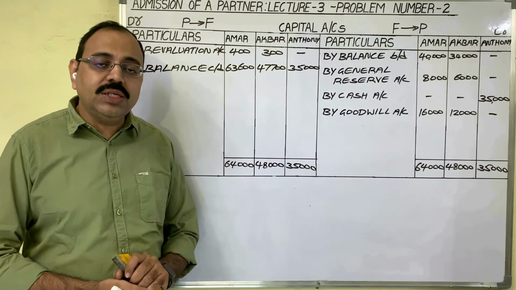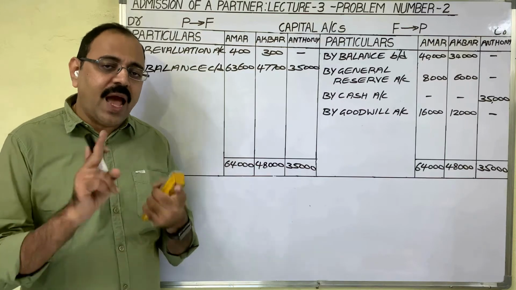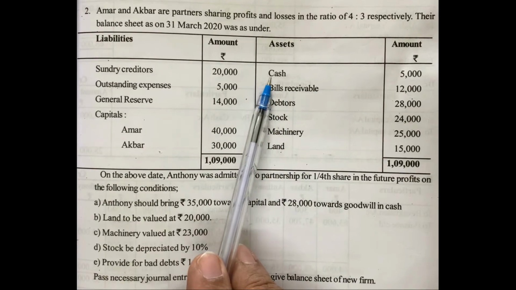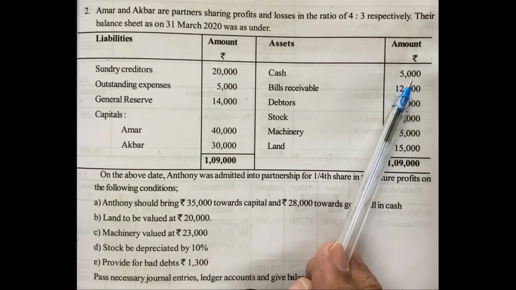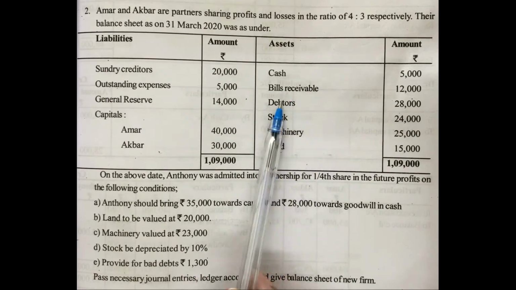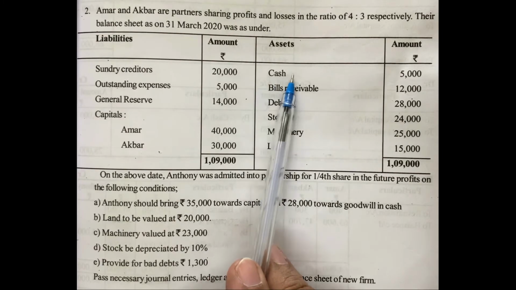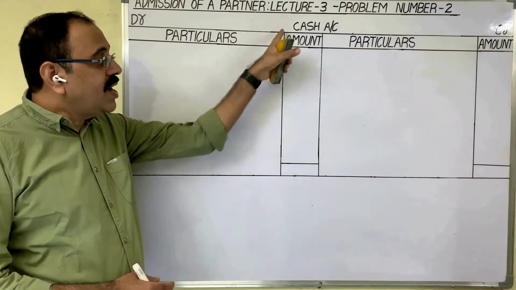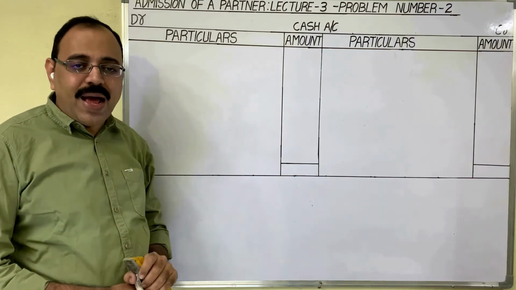Now the doubt is which account we should prepare, cash account or bank account. See the balance sheet asset side. Cash balance is given, 5,000 rupees, but bank balance is not given. Therefore, in the present problem we have to prepare the cash account. We should not prepare the bank account. We have to start this cash account with the opening balance.